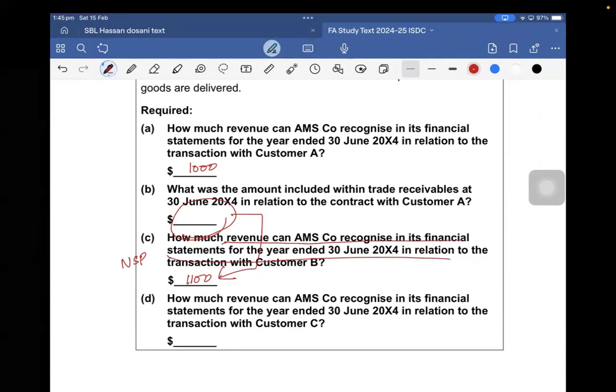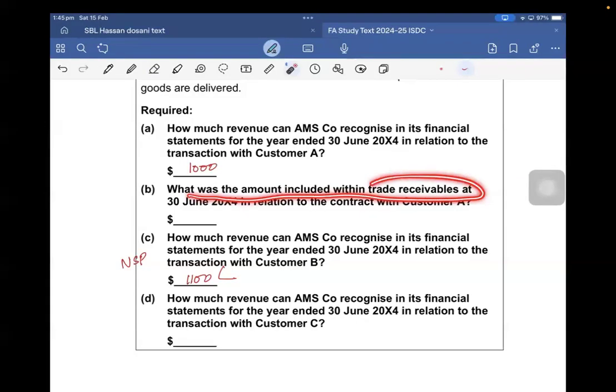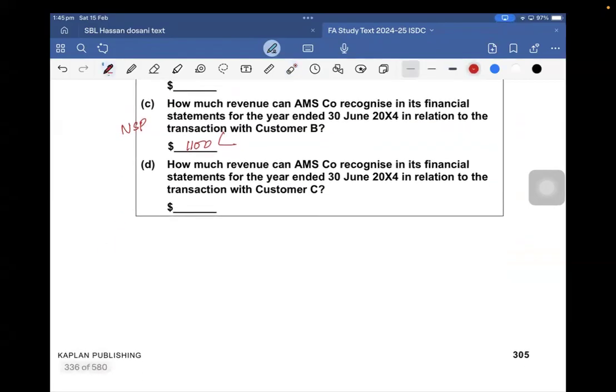Now what is the question B that is asking you? What was the amount included in trade receivables, right? So revenue is what? NSP. When there is a sale, how do you record this? You're going to debit revenue. Sorry, not revenue. Debit trade receivables, and you're going to credit revenue or sales. And you're going to credit the sales tax, right? Because it's a liability.